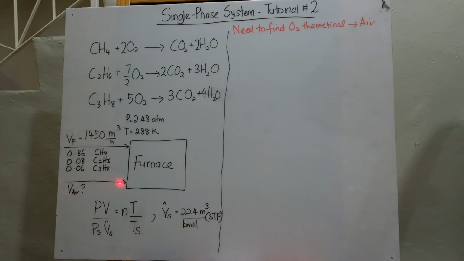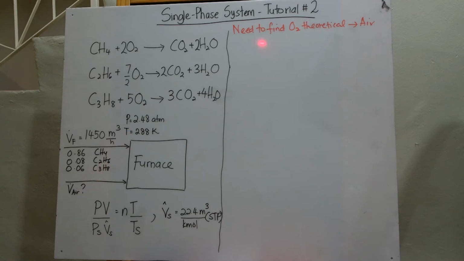And we are also given air, but the information we have is that there is 8% excess air. We do not have the volumetric flow rate or anything else about air. So the question wants us to find the volumetric flow rate of air, using the SCMH method, the STP method. In order to find this, we actually need to find the theoretical oxygen first, because if we find the theoretical oxygen, then we can link it to air.